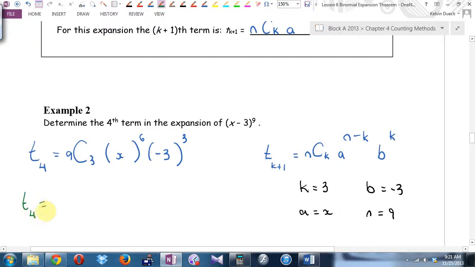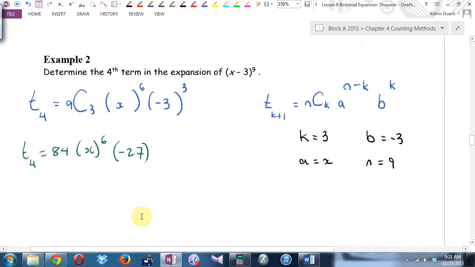Term 4. What is 9 choose 3? 84. X to the 6th. What is negative 3 all to the 3rd power? Do we have numbers in more than one location? Do we have numbers in the front and numbers at the end?